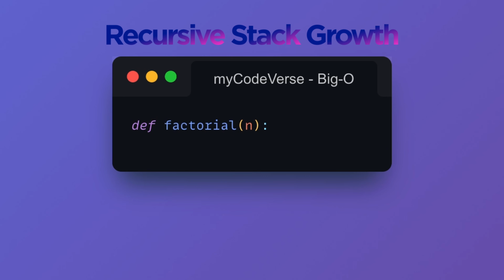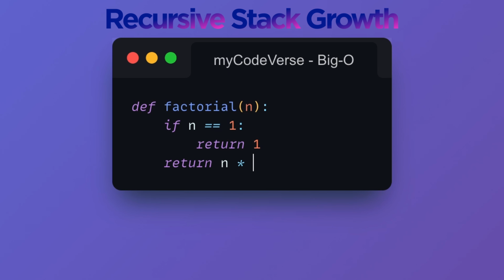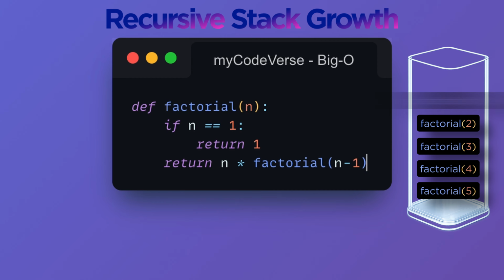Now, we need something called a base case. Don't worry about the term for now, just think of it as a stopping condition. And then we call the function again inside itself. Now, pause. If this feels new, that's okay. We're not studying recursion here, we're studying memory. So imagine we call factorial 5. It calls factorial 4, which calls factorial 3, which calls factorial 2, which calls factorial 1.